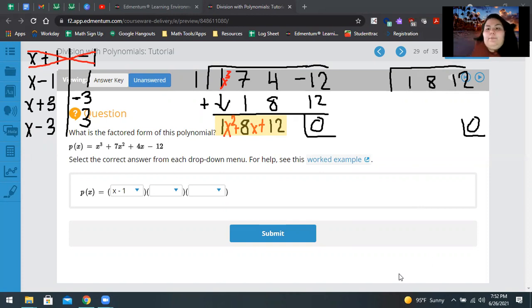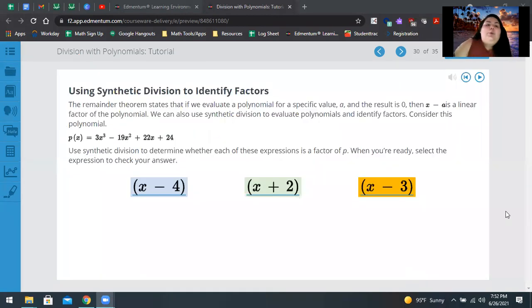So moving on to slide 30, using synthetic division to identify factors. The remainder theorem states that if we evaluate the polynomial for a specific value, a, and the result is 0, then x minus a is a linear factor of the polynomial. We can also use synthetic division to evaluate polynomials and identify factors. Consider the polynomial p of x equals 3x to the third minus 19x squared plus 22x plus 24. Use synthetic division to determine whether each of these expressions is a factor of p. When you're ready, select the expression to check your answer.